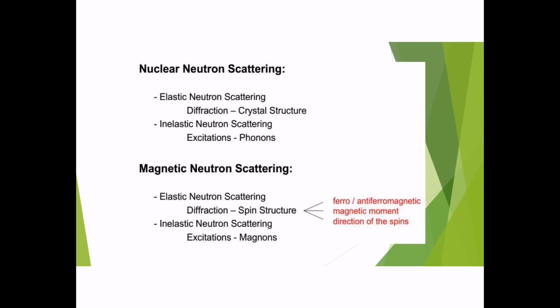Next is the difference between nuclear neutron scattering and magnetic neutron scattering on the basis of elastic and inelastic scattering. If elastic neutron scattering is present in nuclear scattering, it is diffraction of the crystal structure. If it is inelastic in nature, it is excitation of the phonons. In magnetic scattering, if the condition is elastic scattering, it is diffraction of the spin structure, which later leads to ferromagnetic or anti-ferromagnetic magnetic moments or the direction of the spins. If it is inelastic neutron scattering, it causes excitation of magnons.